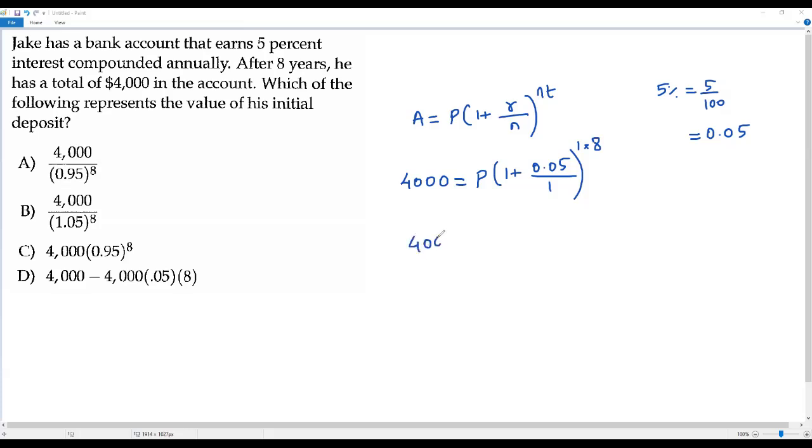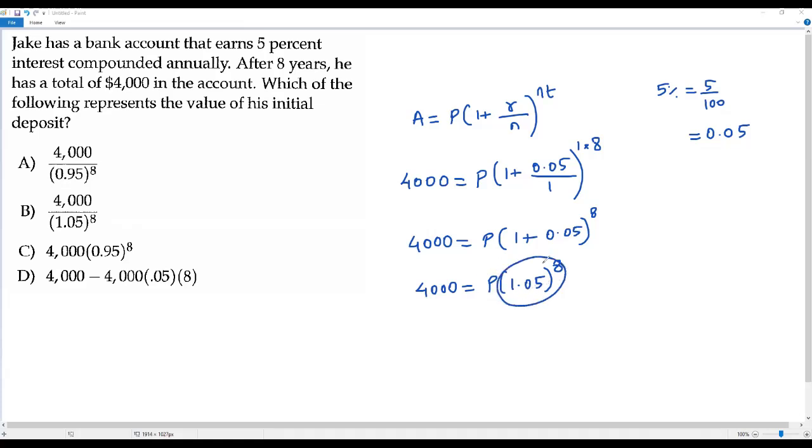So then we get 4,000 equals P times 1 plus 0.05 divided by 1, still 0.05, to the power of 1 times 8, which is just 8. Now we get 4,000 equals P times, when I add 1 and 0.05, I'm getting 1.05 to the power of 8. Okay, so our aim is to solve for the initial deposit that is given by P. So we have to isolate P.